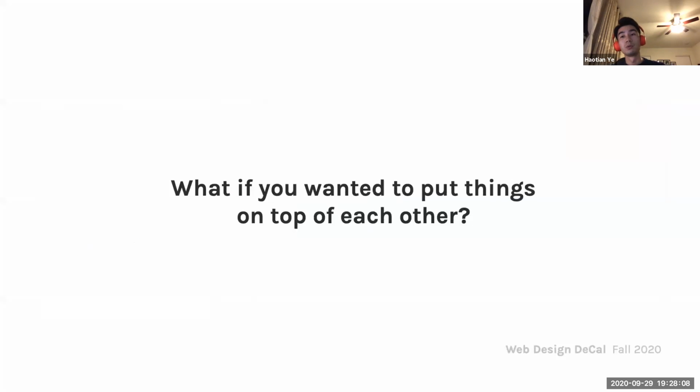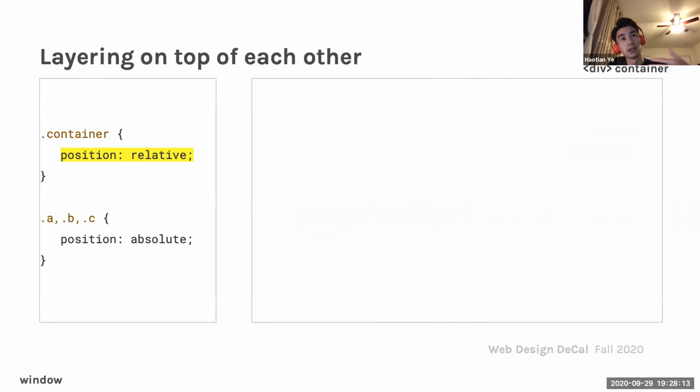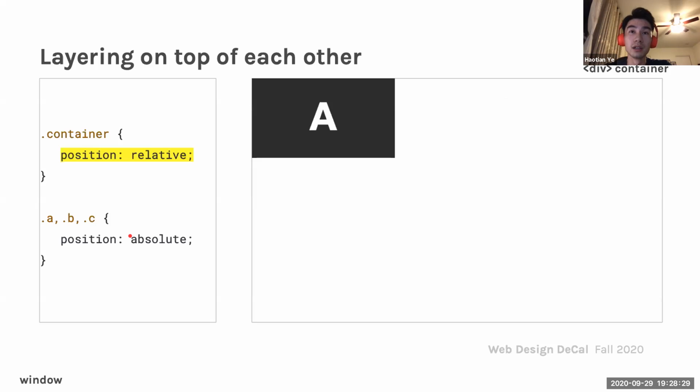So what if we wanted to put things on top of each other with absolute positioning? That's a little bit easier. We still have to position our parent with relative. So now everything will be positioned within this box here. And then let's say A, B, C all have absolute. So now we see A is here, and then B goes right underneath, and then C follows underneath. So they're technically on top of each other, but only A is showing because it's the highest in the layers.